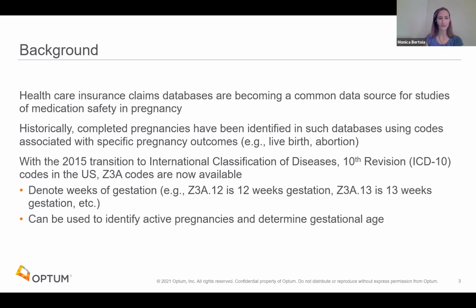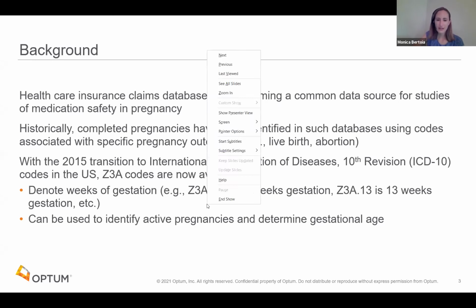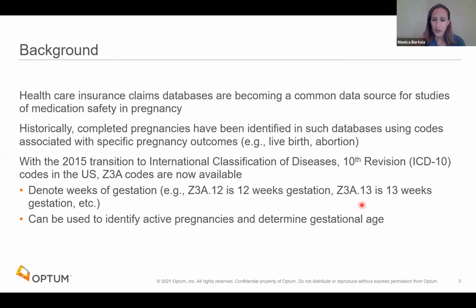So we wanted to use ICD-10 Z3A codes, denoting specific weeks of gestation, to see if we can reduce the measurement error associated with estimating pregnancy start date. You can see here, for example, Z3A.12 is 12 weeks gestation. Code Z3A.13 is 13 weeks gestation, etc.